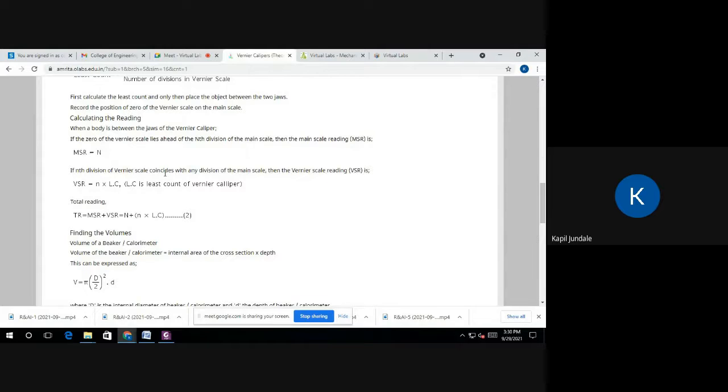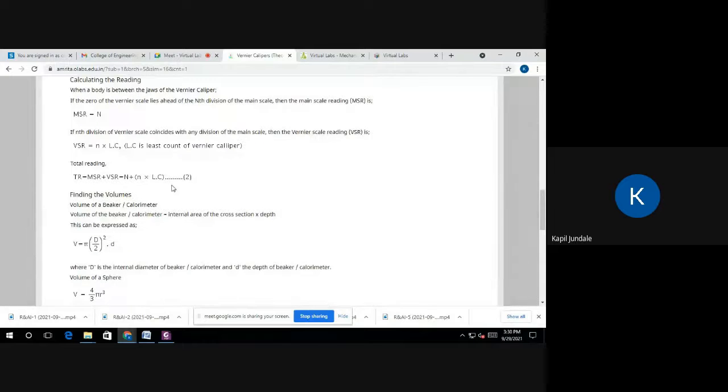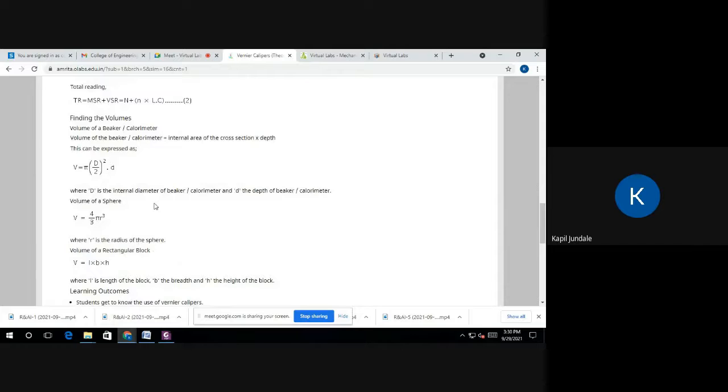If the nth division of the vernier scale coincides with any division of the main scale, the vernier scale reading is equal to n into the least count, that is, the number of divisions into the least count of that instrument. Now, how can we find the total reading? It is denoted by TR, which is equal to main scale reading plus vernier scale reading. Means we can write N plus small n into the least count. These are the formulas.